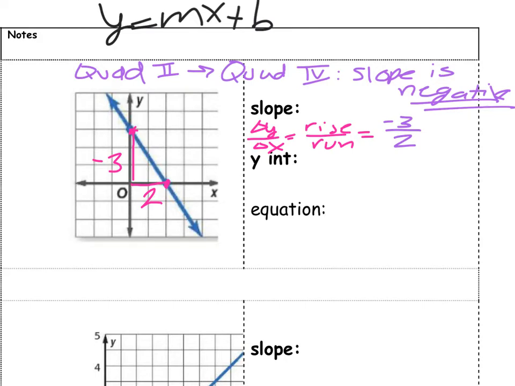So then thinking about our y-intercept, we're trying to find that point where the line hits exactly on the y-axis, which is right there. So that's positive 3. So then our equation is going to be y equals negative 3 halves x, right? Because the slope is our m, and that y-intercept is our b, minus 3. So this is our equation.